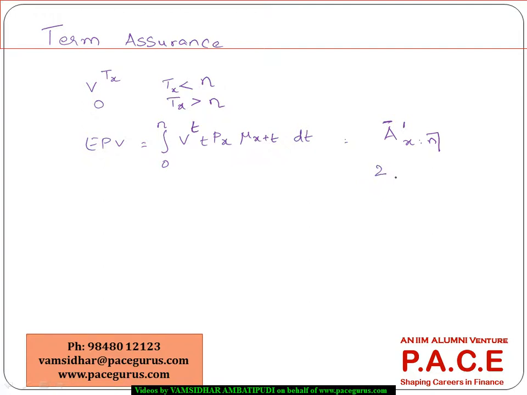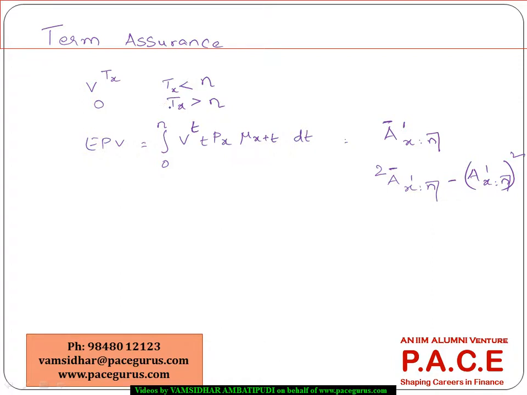Which means even when I'm talking about the variance, 2A-bar x:n, I'm just putting a bar on it, minus A-bar x:n, which I'm taking as squared. So that is how I'm computing the variance in this case, right?